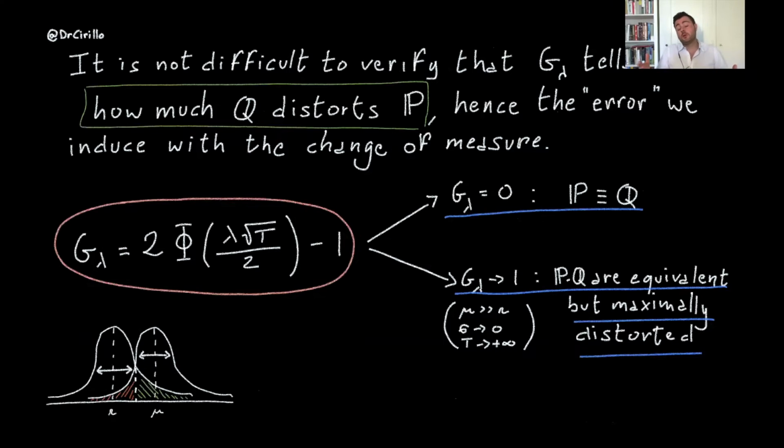Now, it is not difficult to verify that the Gini index, in this framework in which the Lorenz curve is that of our log-normally distributed random variable, which is nothing more than the Radon-Nikodym derivative connecting P and Q, acquires an interesting meaning. So the Gini index becomes a measure of the distortion between P and Q. And we can obviously observe two limiting situations.